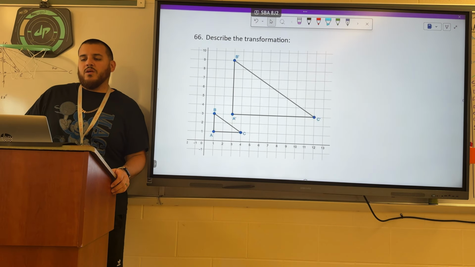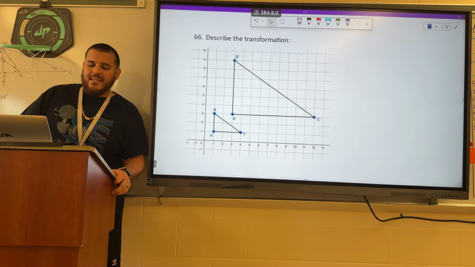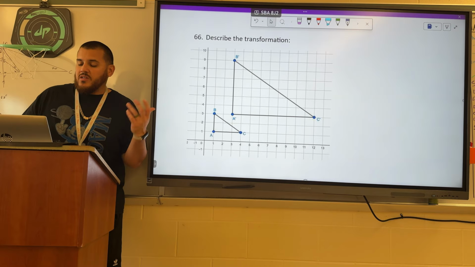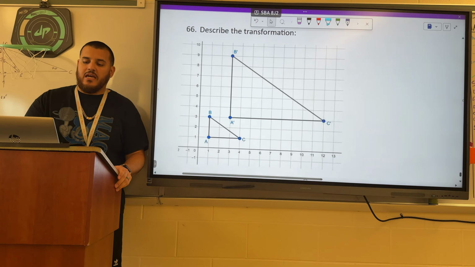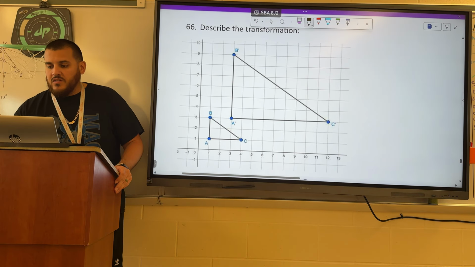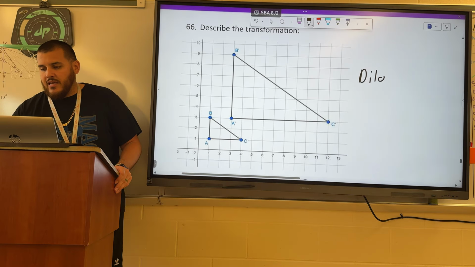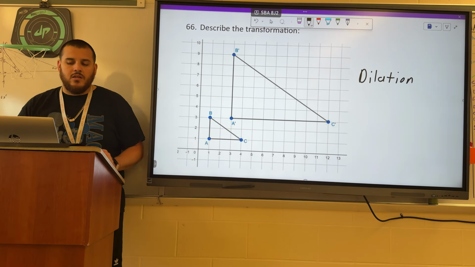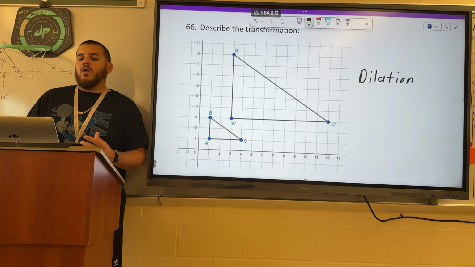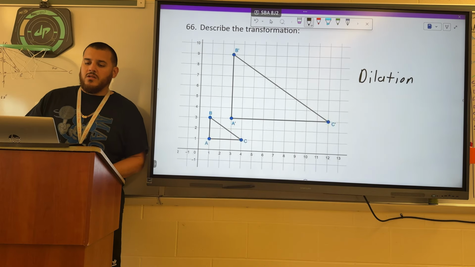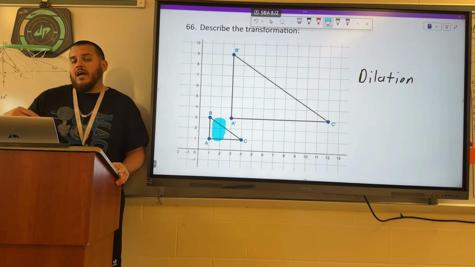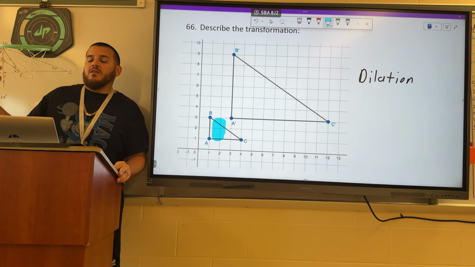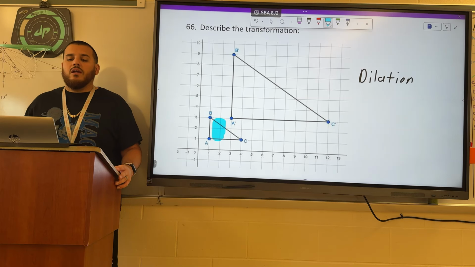In our next example, we are describing a dilation. It says describe the transformation. We should be able to recognize this as a dilation because our figure has gotten bigger or smaller, and the only transformation we've learned of that does that is a dilation. Now the key is knowing the scale factor of the dilation. We first identify our pre-image as our smaller triangle. So we've gotten bigger, which means we have an enlargement. Our scale factor would have to be greater than 1.